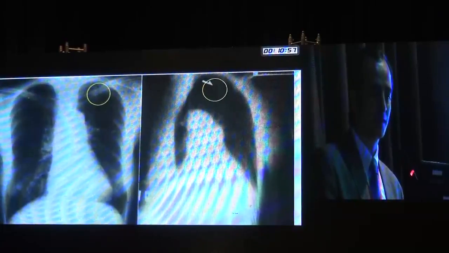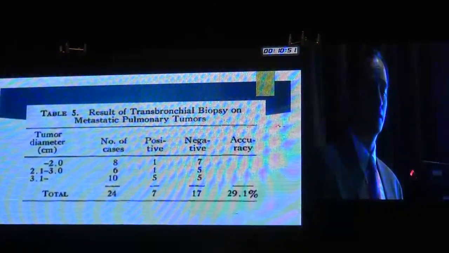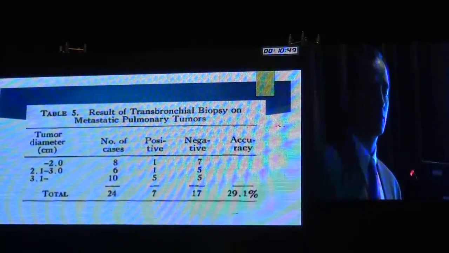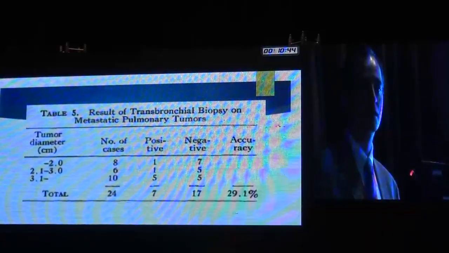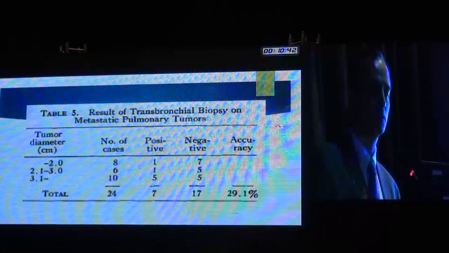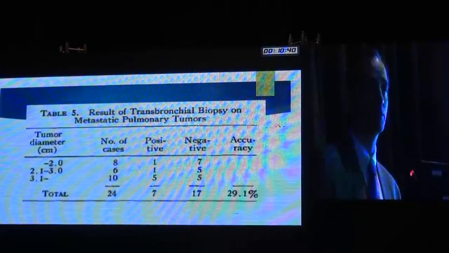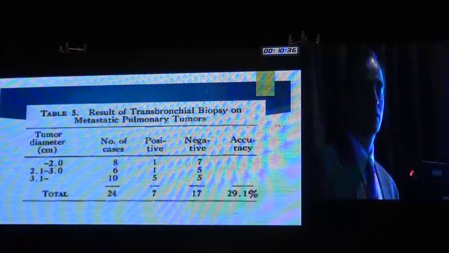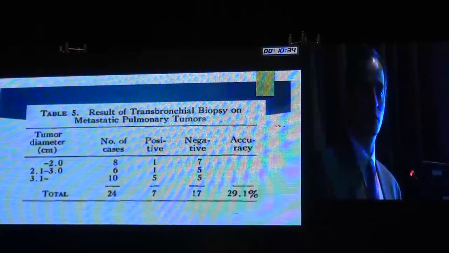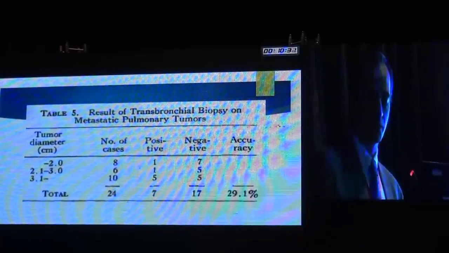They tackled different lesions, and they said that when the lesions were small, less than 2 centimeters, they could reach the lesion in 15% of cases; for 2 to 3 centimeters, up to 20%. But if lesions were more than 3 centimeters, they had a 50% chance of hitting the lesion and obtaining a biopsy.